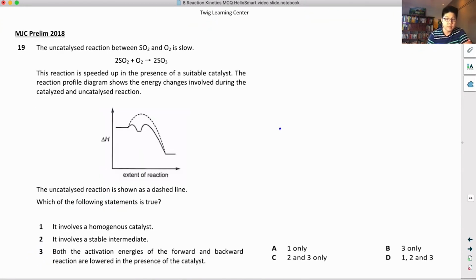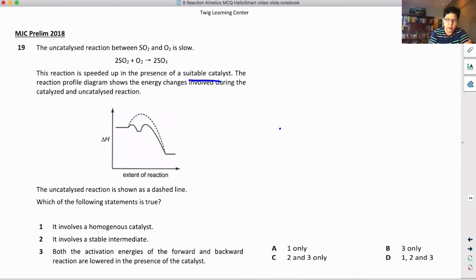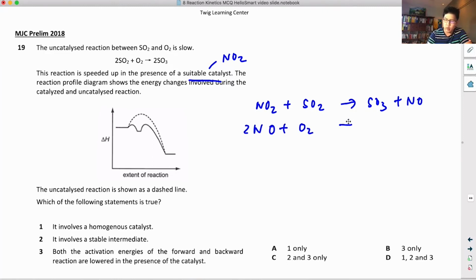Okay, let's try question 19. SO2 plus O2 to give you SO3 in the presence of a suitable catalyst. Based on your A level, you need to know that this suitable catalyst is actually NO2. And the reaction works this way. NO2 will first react with SO2 to form SO3 plus NO. So NO is an intermediate. NO, the intermediate, continues to react with O2 to form back NO2. So this is how the reaction takes place.